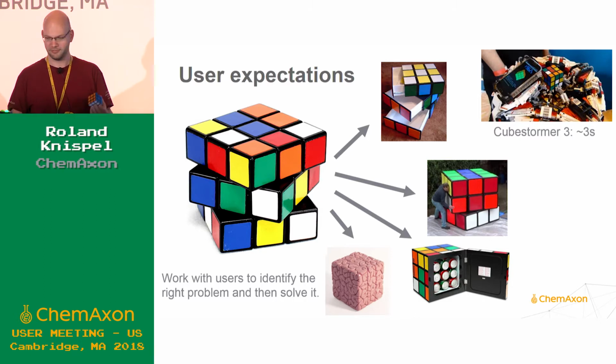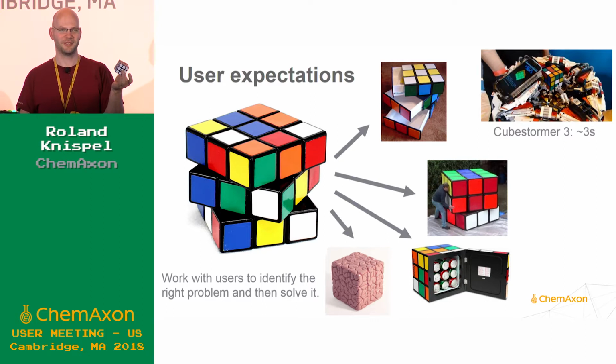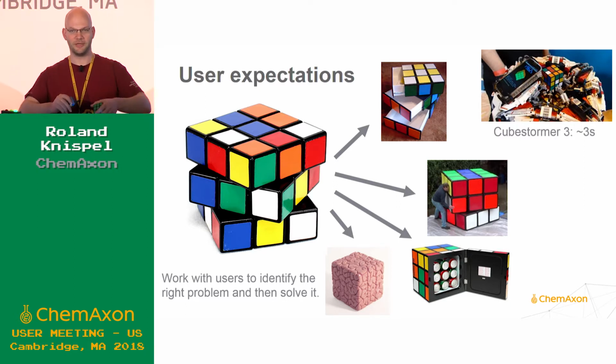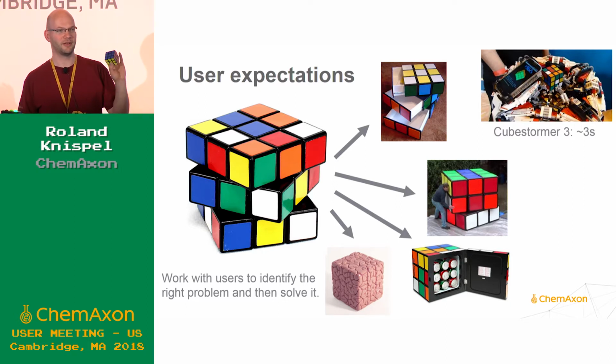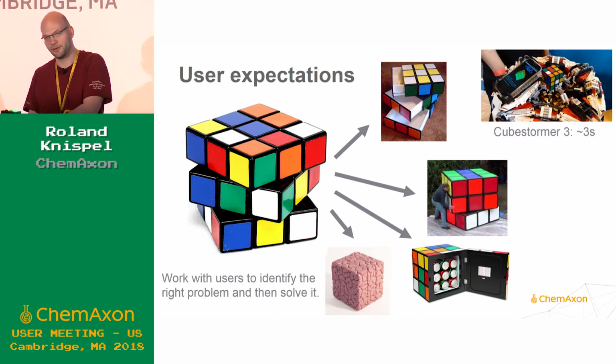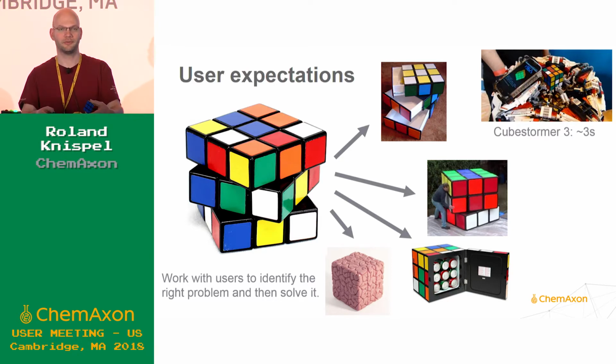There's a small robot called CubeStormer. Whatever combination this thing is in, it'll solve it with the help of a cell phone camera and a couple of robotic engines. It just solves this in under 3 seconds. The takeaway for ChemAxon at this point is that we really need to work together with our users in order to identify what is actually the right problem definition, and then think further on how to resolve this.